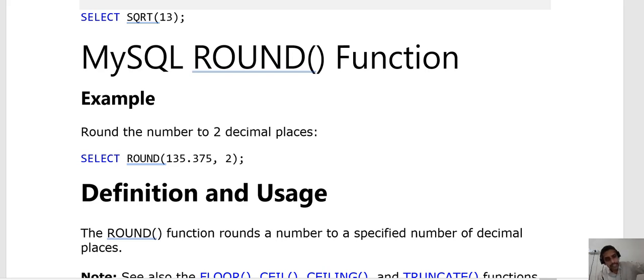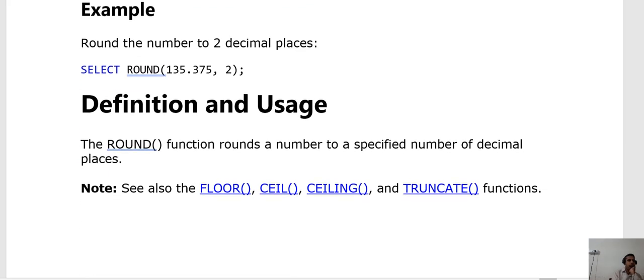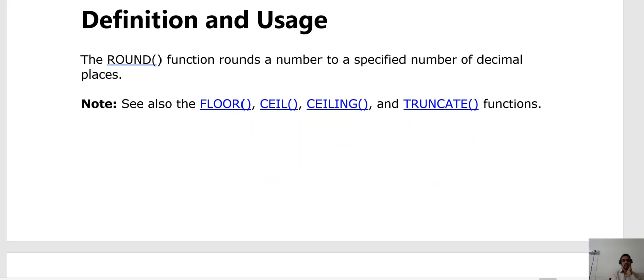The definition that you can see: the ROUND function rounds a number to a specified number of decimal places. So this is how we define the ROUND function. Then you can see over here the FLOOR function. So FLOOR, CEIL, CEILING, and TRUNCATE functions. All these functions are related to rounding. Somewhat, we can say, these are mathematical functions, and they are all being used.